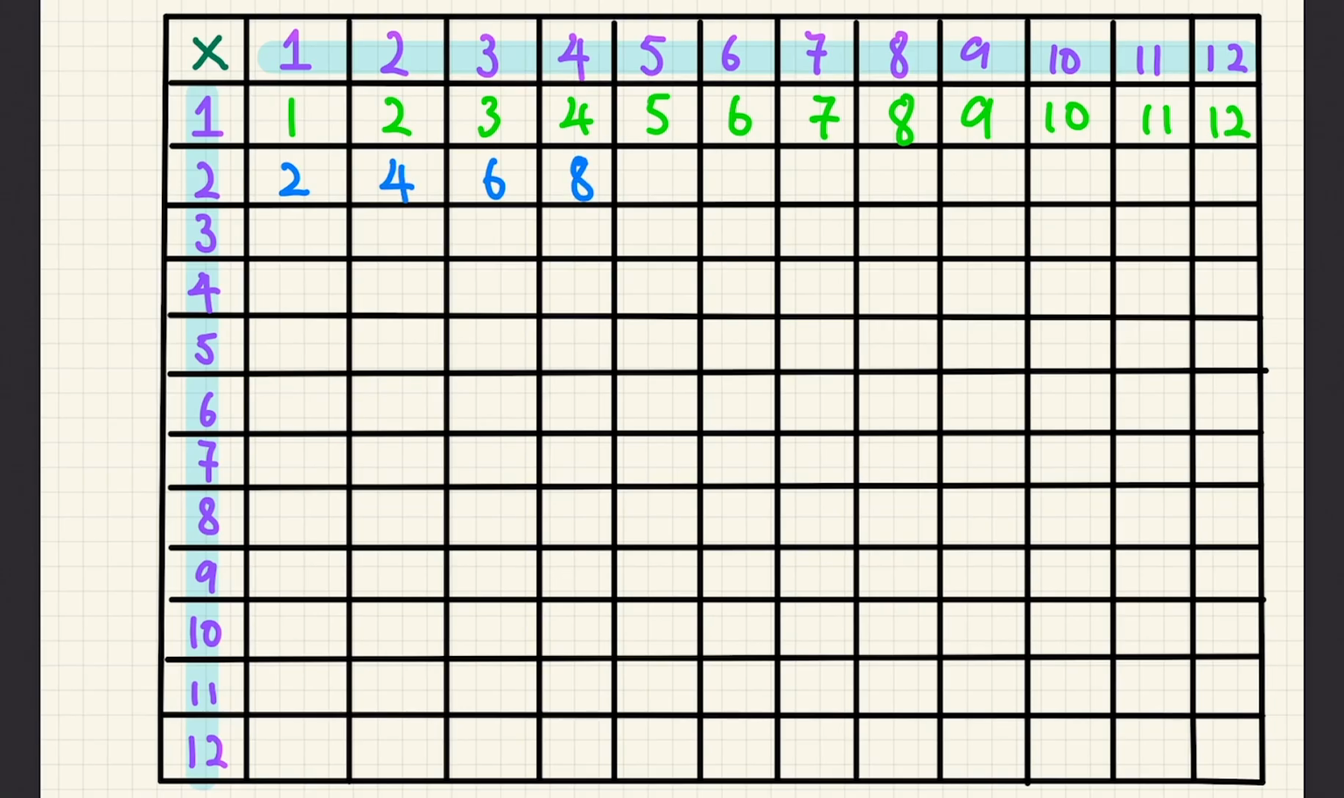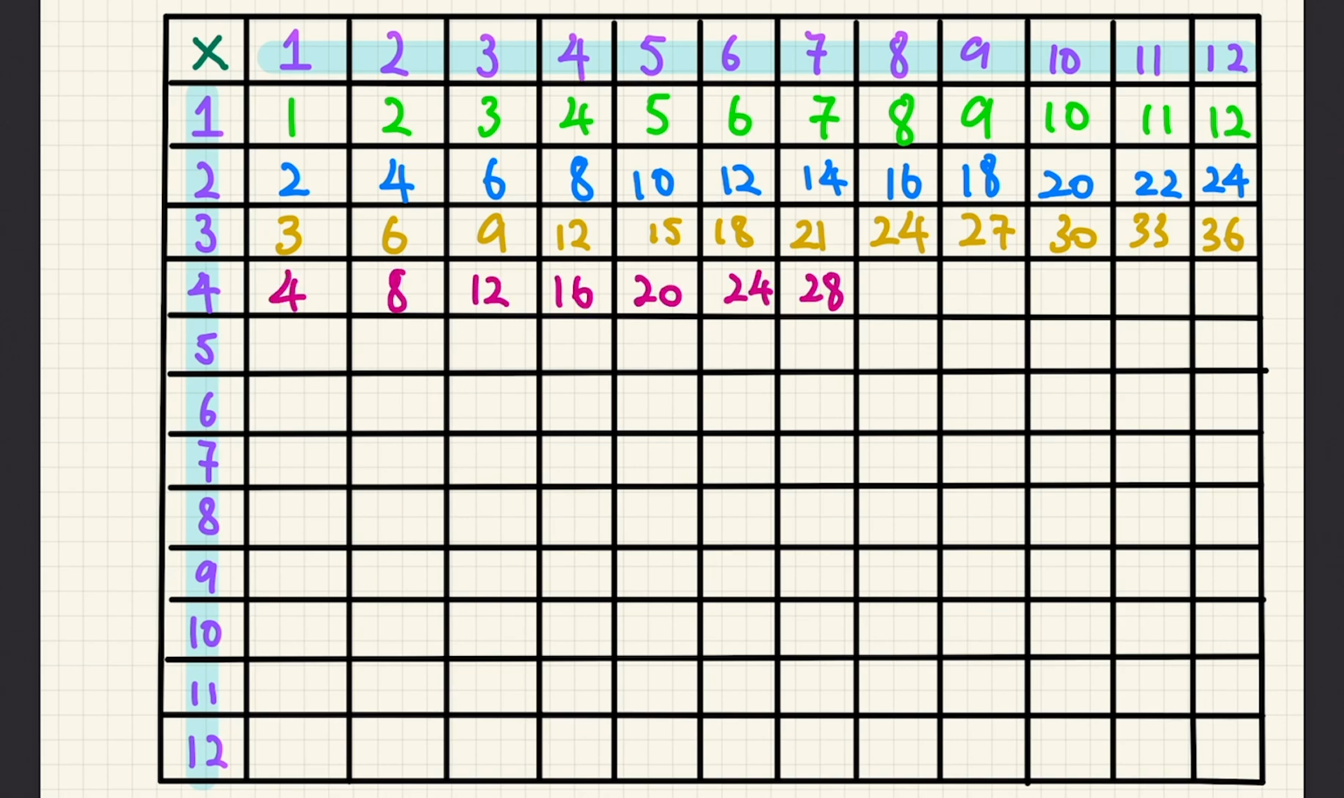This process goes on until we reach 12 times 12, which is the largest number that we have on the chart. It is important to remember the multiplications of numbers until 12 so it'll be easier for us to do other math questions.